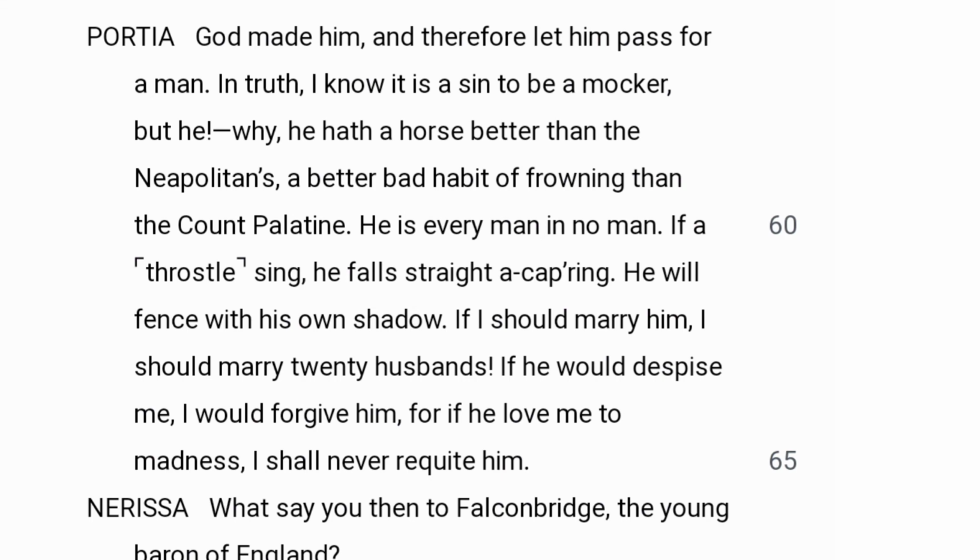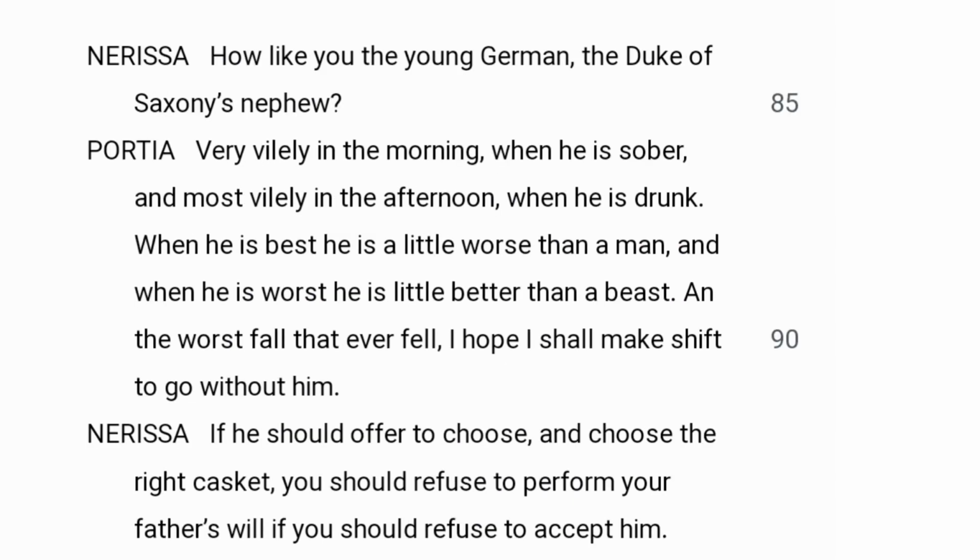In truth, I know it is a sin to be a mocker, but he hath a horse better than the Neapolitan's, a bitter bad habit of frowning than the Count Palatine. Portia also described the Duke of Saxony's nephew, and said, "Very vilely in the morning when he is sober, and most vilely in the afternoon when he is drunk. When he is best, he is a little worse than a man, and when he is worst, he is little better than a beast. The worst fool that ever fell, I hope I shall make shift to go without him."